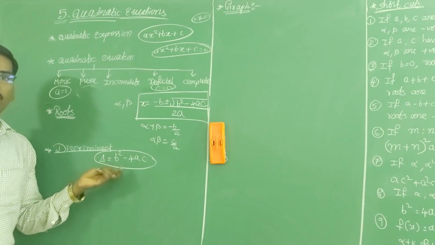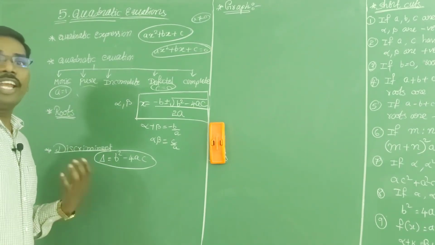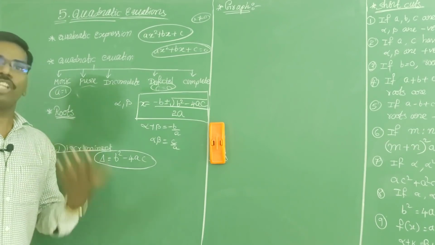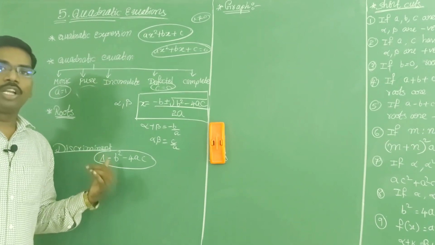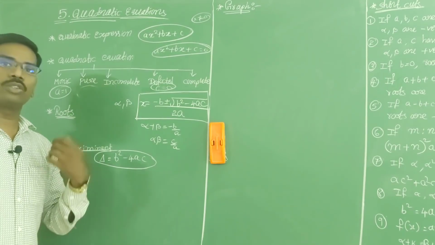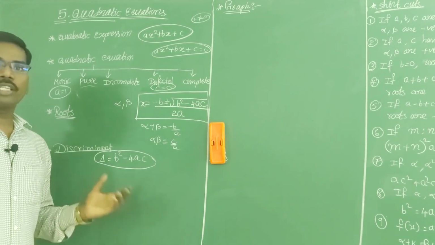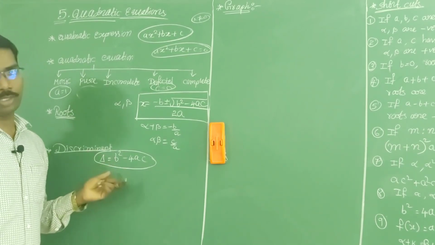Delta is equal to b square minus 4ac. What is the use of the discriminant? Without finding the roots, we can say the nature of the roots. That is the use of the discriminant. Without finding the roots, we can say whether both are positive, or both are negative, or opposite to each other. Like that we can say using this discriminant.